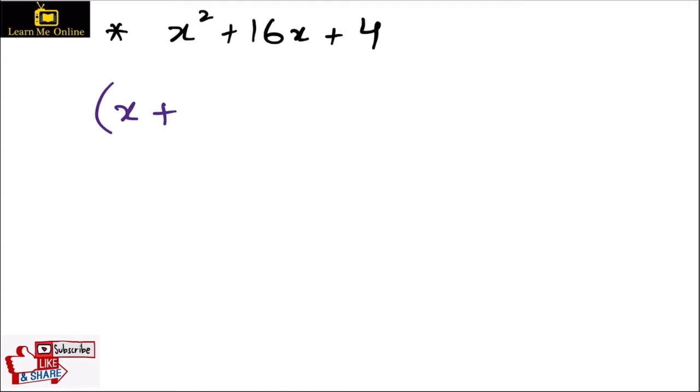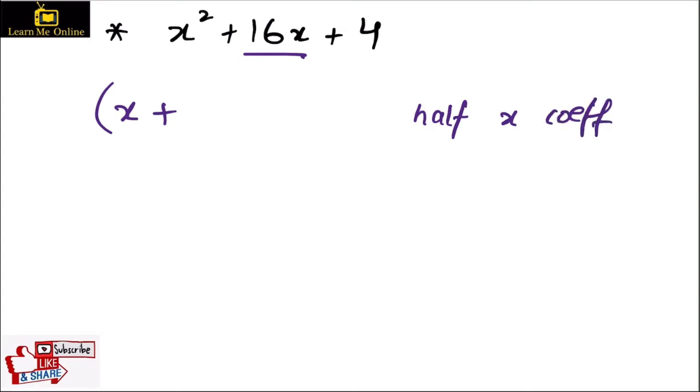Now we're going to look at the next example. So here in the next example, we have x squared plus 16x plus 4. We're going to begin with the same thing. We're going to open up the bracket. We write down x plus. Now we're going to half the x coefficient. So I'm writing it down over here, half x coefficient.